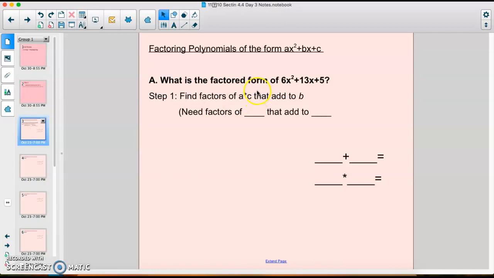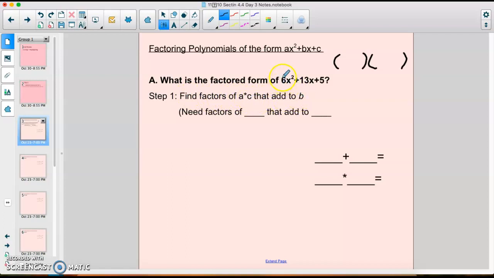All right, so we have this equation here, and when we factor it, that means we're going to get it into two parentheses. We're going to kind of take it apart. If you remember distributing and FOILing, we're doing the reverse of that today. We're taking it apart, putting it into two separate pieces. Our first step is to find factors of a and c that add up to b.